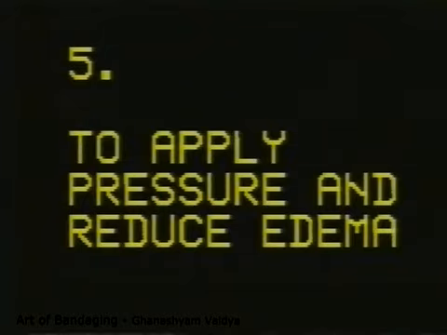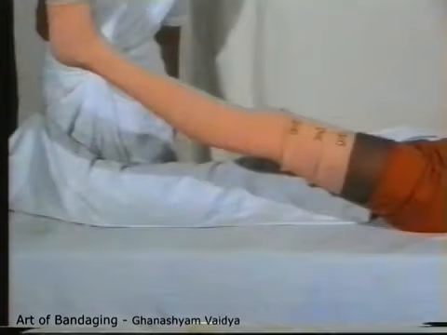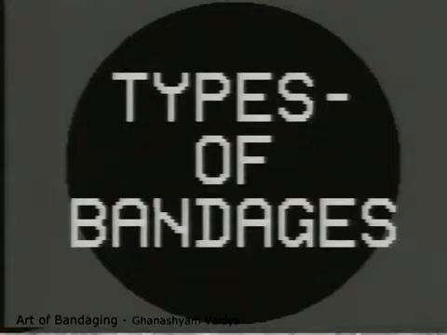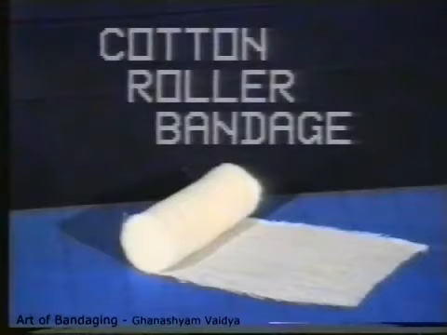An elastic bandage is used to apply pressure and reduce edema, as this ankle bandage for ankle sprain. It is also used in varicose veins to improve venous return and prevent edema of the foot. This is a bandage for varicose veins. Thus, bandages have several uses, and accordingly they are made of different materials.